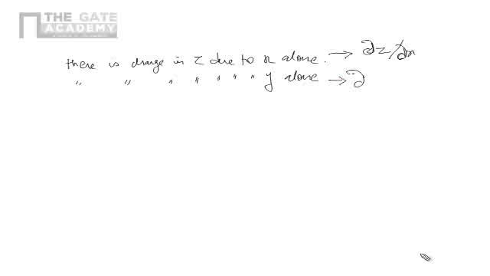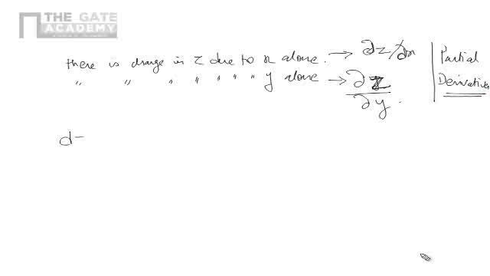And this I call it as dou z by dou y. That is, these are called partial derivatives. And what is dz? Dz is the net change in z.